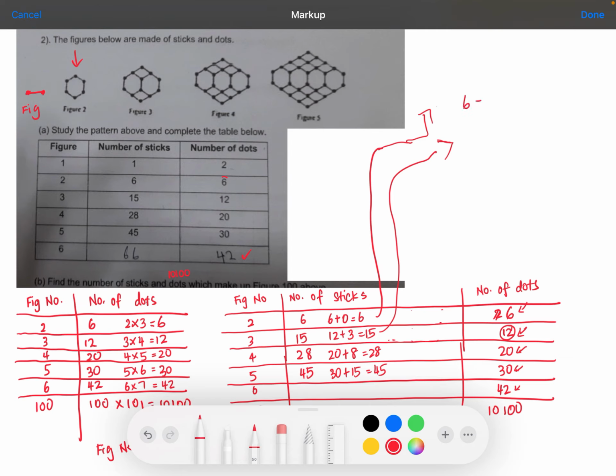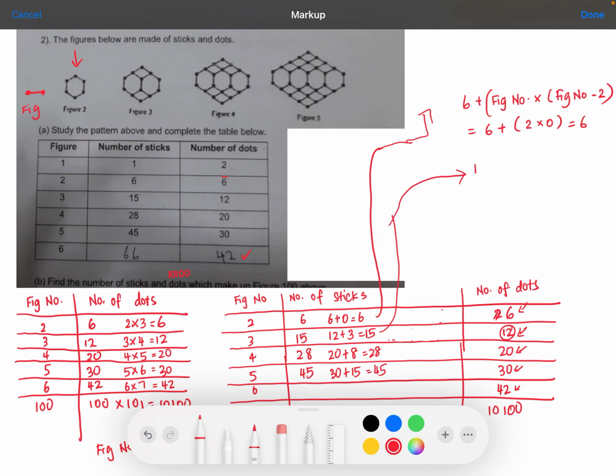6 plus figure number times, maybe I put a bracket, times figure number minus 2. 6 plus figure number is 2 times figure number is 2 again, right? So 2 minus 2 is 0. Anything times 0 is 0, so this is 6. So let's try for the next one. So I'm going to point this side. The next one, I'm going to point it out here.